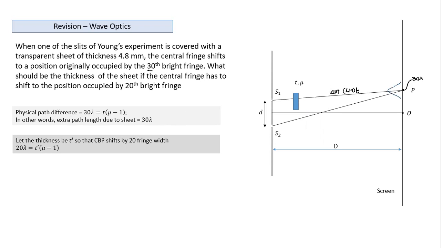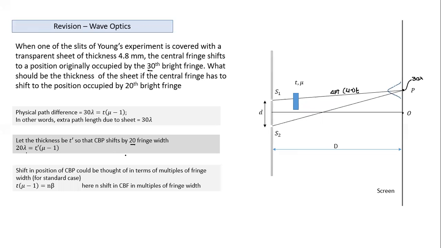Now we are asked what the thickness T dash should be so that the shift is to the 20th fringe. We write a similar equation. In that case, the shift is equal to 20 lambda, and that has to be equal to T dash times (mu minus 1). And very easily, if we take the ratio, 30 by 20, which is 3 by 2, is equal to T by T dash. We can easily obtain that ratio.